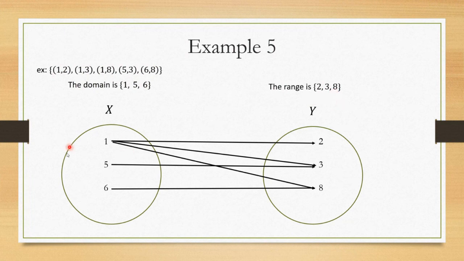And not only that, we can draw the correspondence diagram. You can see it's kind of different because 1 would go to 2, 1 would go to 3, and 1 would go to 8. So we have 3 arrows coming out of 1. 5 would go to 3, as you can see. 6 would also go to 8. So we have this correspondence diagram.